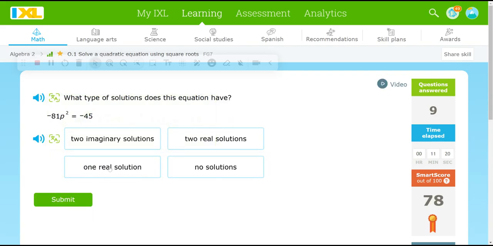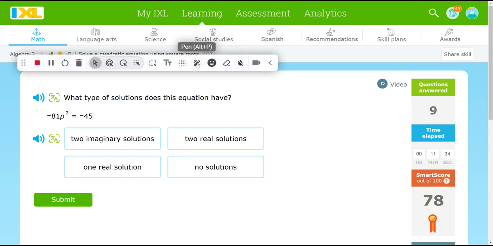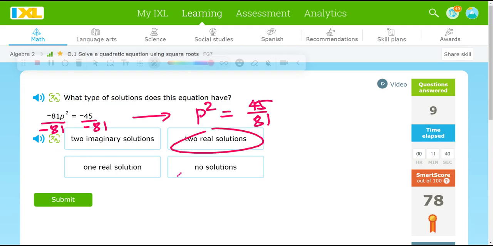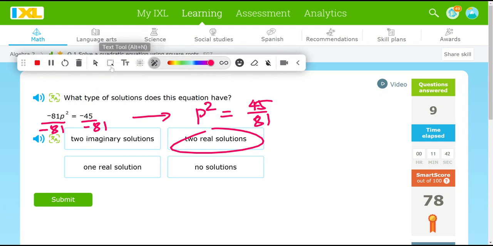Next one, same thing. You want to solve for p squared first. So I just divide by negative 81 on both sides. So I come out with p squared equals 45 over 81. You can see this is a positive number, so you can solve for 2 real solutions. So that should be your answer.